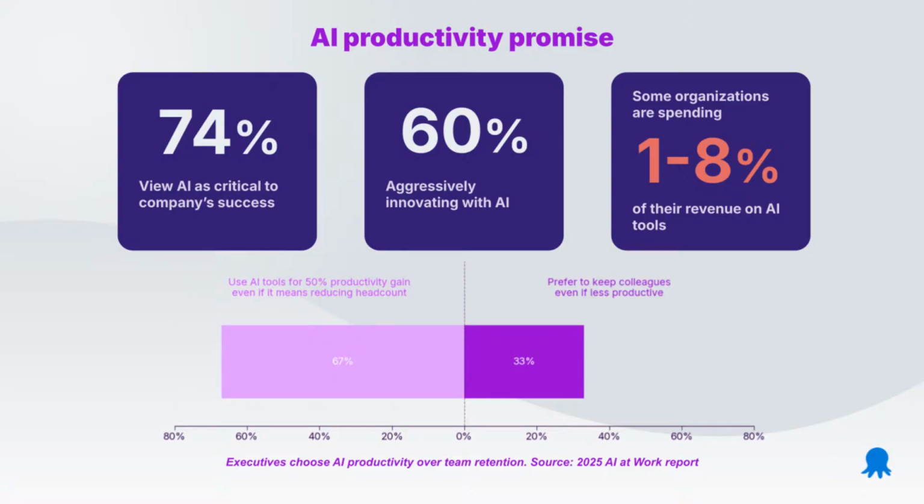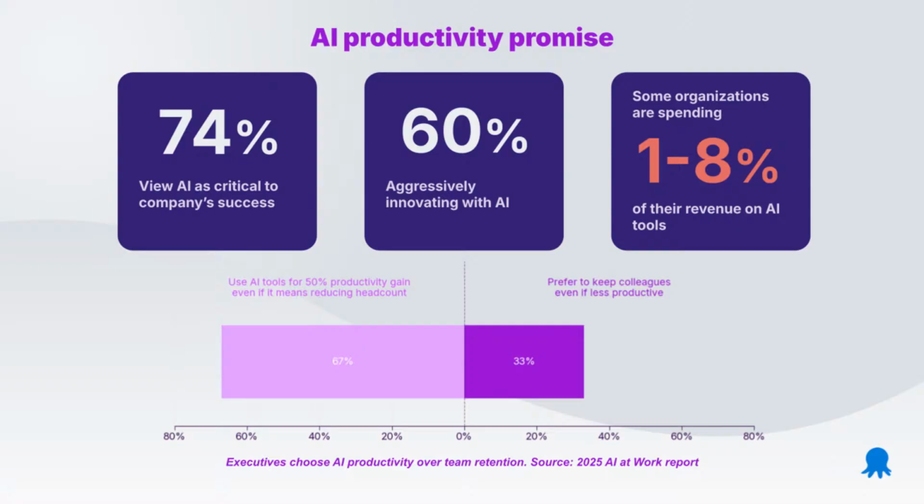So this is the first slide, and the slides are designed in the way the report comes out, so it's in a similar order. I wanted to focus on the AI productivity promise. This is really important because it shows how the industry is adopting AI with remarkable enthusiasm. 74% of executives view AI as critical to the company's success. 60% of executives are aggressively innovating with AI. There's a huge investment, which is an interesting stat.